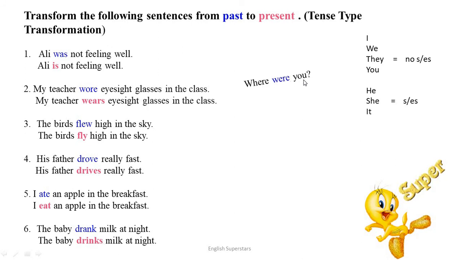Where were you? Where are you? Were is changed into are. I felt dizzy. I feel dizzy. You will not say feels. Why? Because with I, no S or ES. I was not married. I am not married. So with am or are, you will not put S anywhere. Okay?